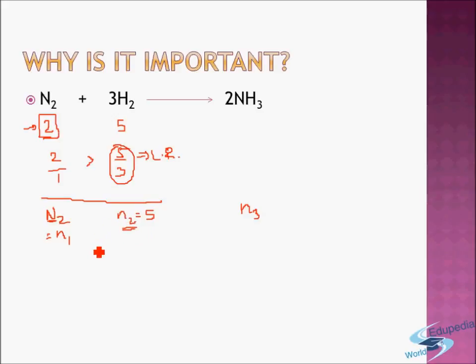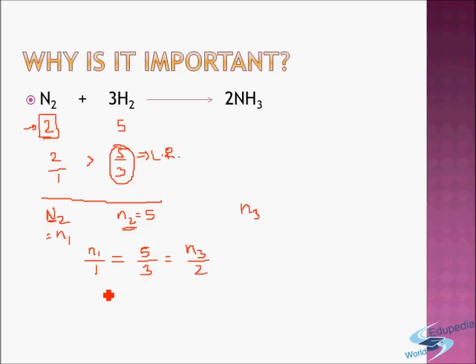So now this problem becomes simply the problem of stoichiometric analysis. We can use the stoichiometric law, that is N1 divided by stoichiometric coefficient of nitrogen 1 should be equal to 5, that is moles of hydrogen, divided by stoichiometric coefficient of hydrogen 3 should be equal to moles of ammonia divided by stoichiometric coefficient of ammonia, which is 2. So this is what our problem now becomes. N1 by 1 is equal to 5 by 3 is equal to N3 by 2.